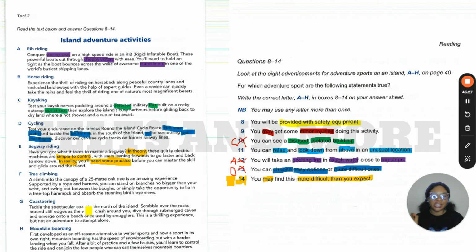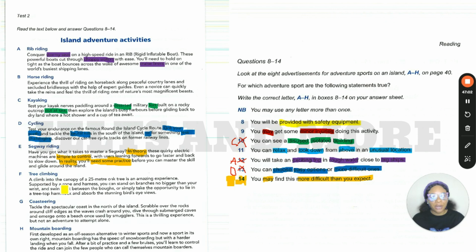The only reason you would not get this question correct is if you do not know what a rope and harness is. A lot of times people find IELTS difficult because the level of vocabulary is low. But your situation is not hopeless, right? The most important thing is when you practice, take note of words you don't know and learn what they mean, so that in case you see it in another test, you know what to do. You understand? Okay. So now, we've already established safety equipment. 8, you'll be provided with safety equipment.